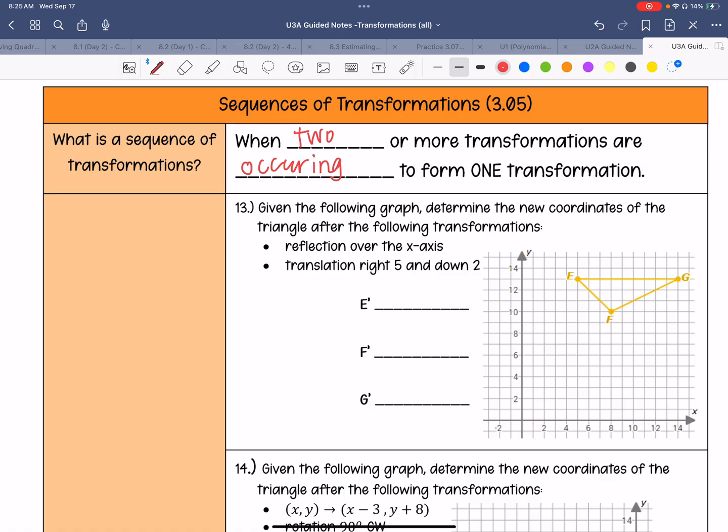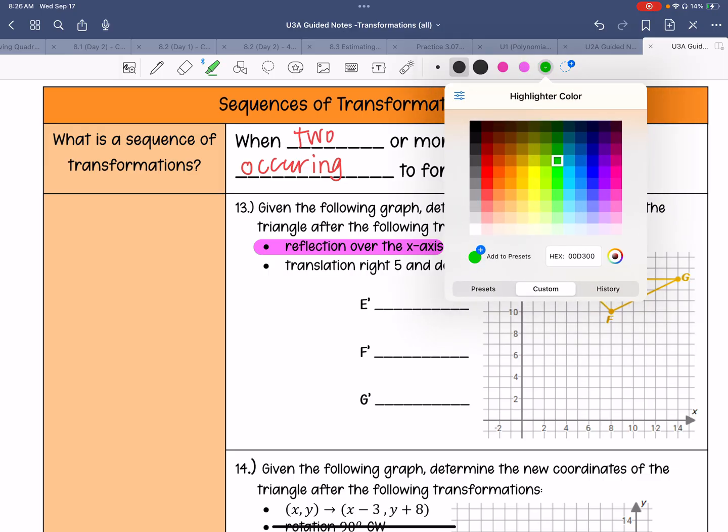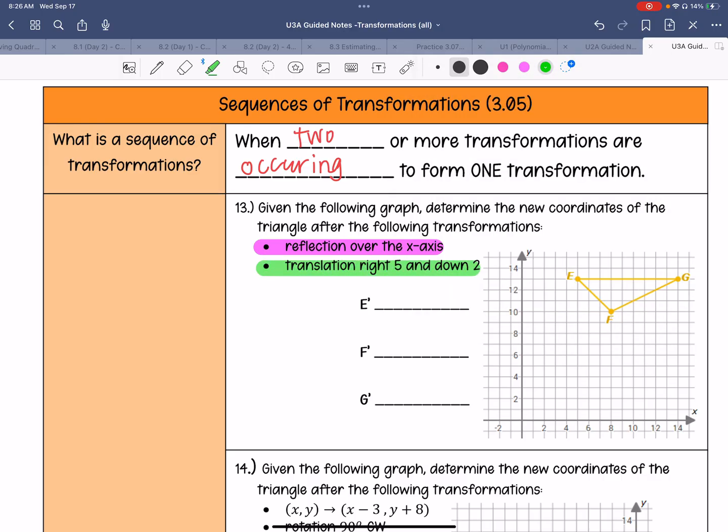If we look at example 13, we are given the following graph and asked to determine the new coordinates of the triangle after the following transformations. The first is a reflection over the x-axis, and the second is a translation right 5 and down 2.